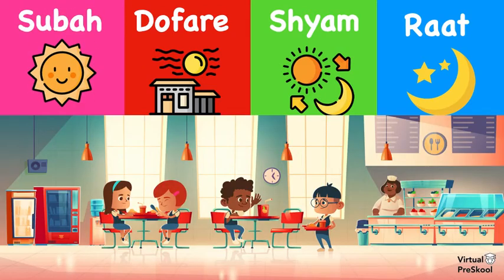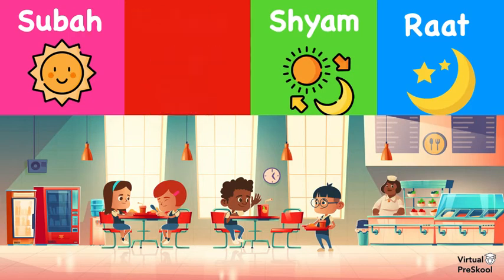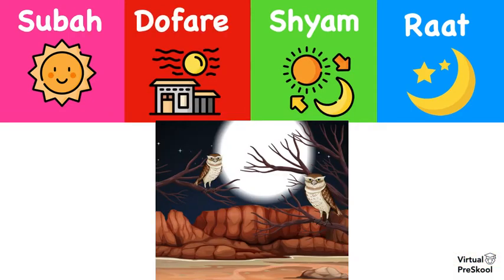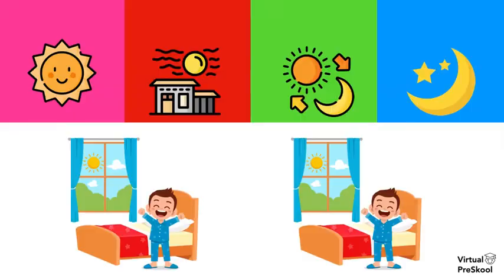And look at this one. These kids are having lunch at school. Subah, doupher, sham, or raat? This would be doupher. And this one, the owl, the ullu, is nocturnal, which means it stays up all night. So is this subah, doupher, sham, or raat? This is raat. All right, now you're going to do more practice problems, but the words will not be visible for you to read. So I'm going to test your memory to see if you committed these 4 words to memory. That's why we did so many practice problems.